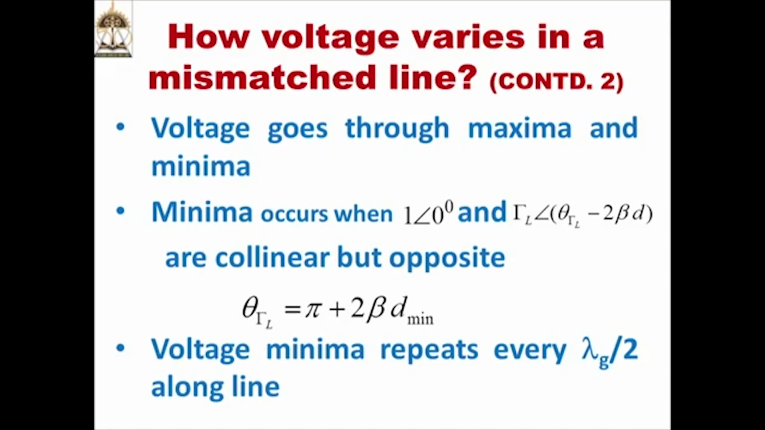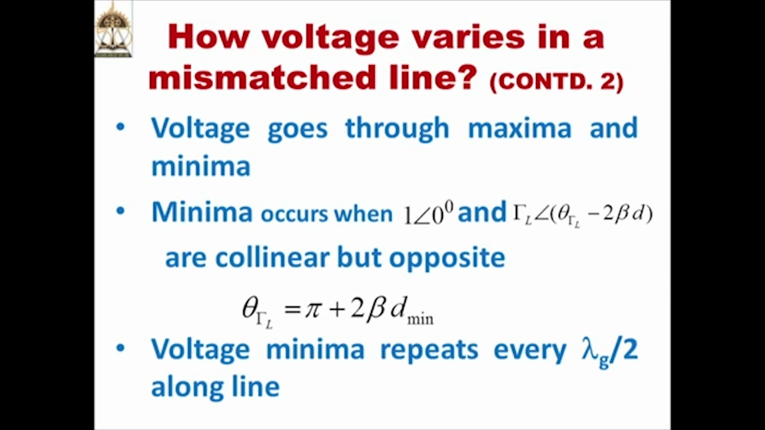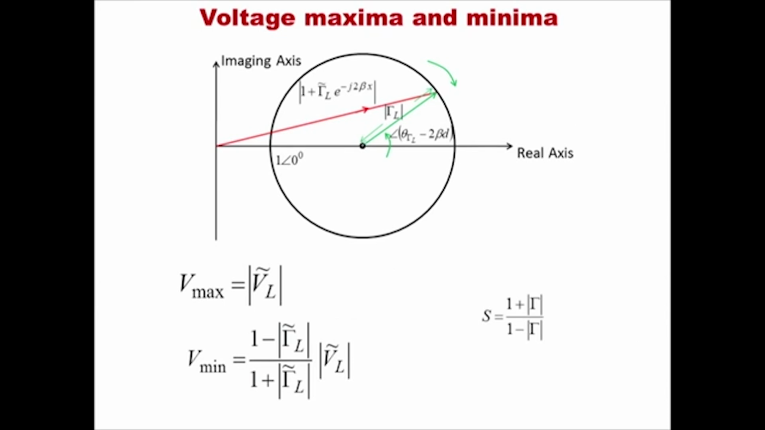So, voltage goes through maxima and minima. Minima occurs, we have seen, and also we have seen that the whole game repeats if the phasor covers a full rotation. A full phasor rotation means actually a movement of lambda g by 2, where lambda g is the guide wavelength along the line. So, voltage minima repeats every lambda g by 2 along the line. So, what is the maximum value for that? This V max, if you put that value when they are collinear, it will come out that V max is this and V min is this. So, this ratio V max by V min is given by this.